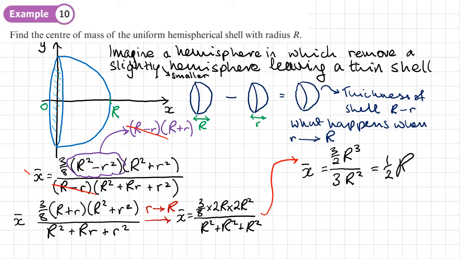So again, this is one of these results which we can quote or prove if we're asked to prove it from scratch. But if you're not asked to prove it, then you can just use this result that the center of mass of a uniform hemispherical shell is going to be half the radius of the outer shell.